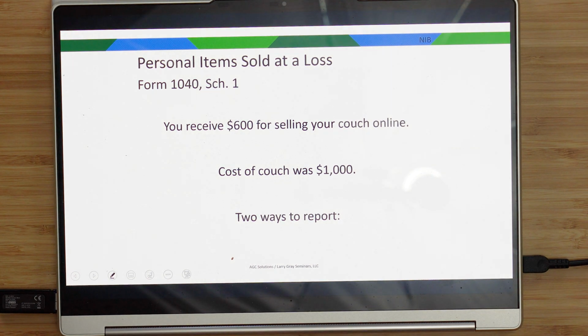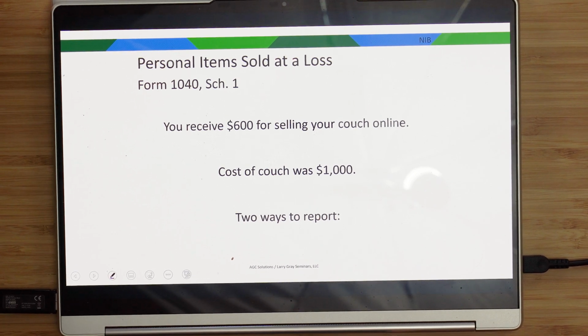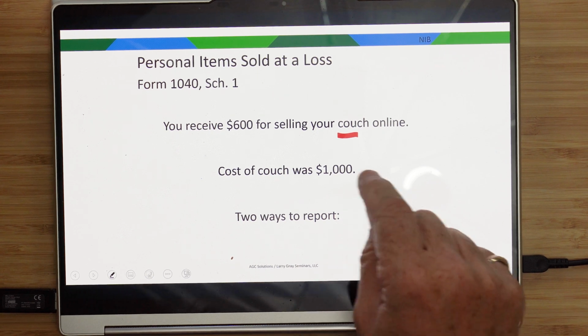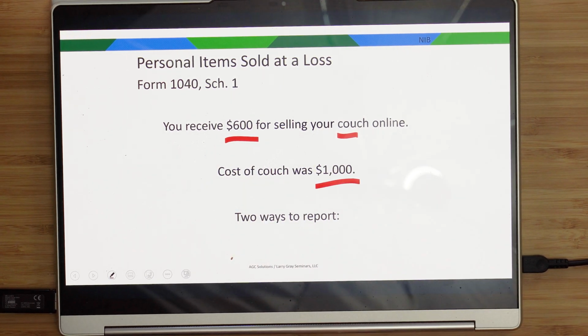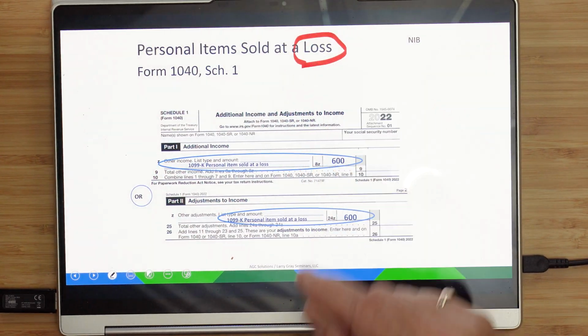Here's a personal item sold at a loss. So what's going to happen? We're going to put it on Form 1040, Schedule 1. You received $600 for selling the couch, that good old couch. The couch cost $1,000. So we've got $600 we received for it, but we paid $1,000. It's a personal item. It's out of the living room. There are two ways to report this, and I'm going to show you each. The first one is, and again, it's sold at a loss.